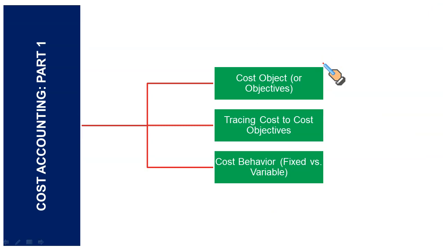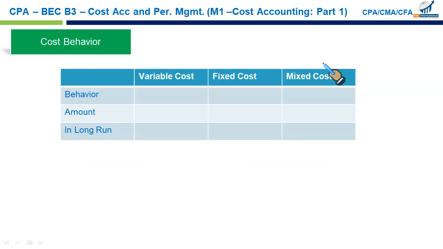Next sub-unit we have is the cost behavior, fixed versus variable. All right, let us discuss first the cost behavior, variable cost. When we say variable cost, this is the cost that varies with the level of production. If it's production related, like direct material, direct labor, variable overheads, all these production costs vary with the level of production. So these are variable costs that vary with the level of production.